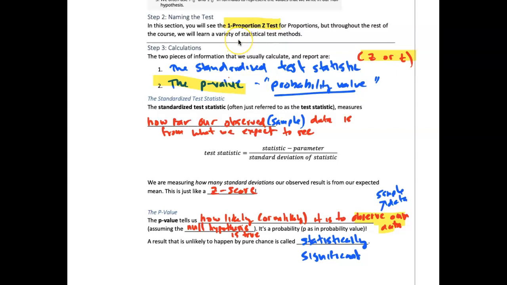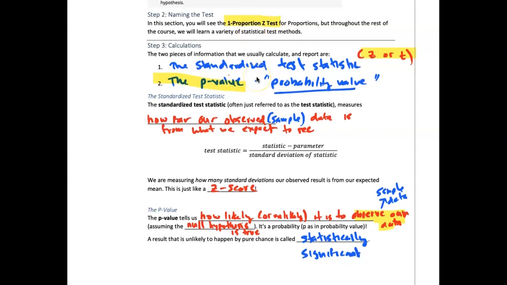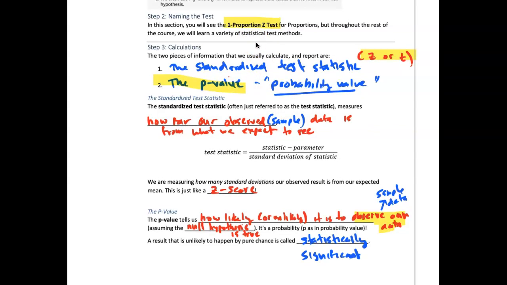Naming the tests. Well, again, we're in this lesson of one proportion z tests. That means we're going to be using a z test statistic, and we have one sample of data, and we're looking at a proportion. So that's what we're doing now. We'll be able to compare those.